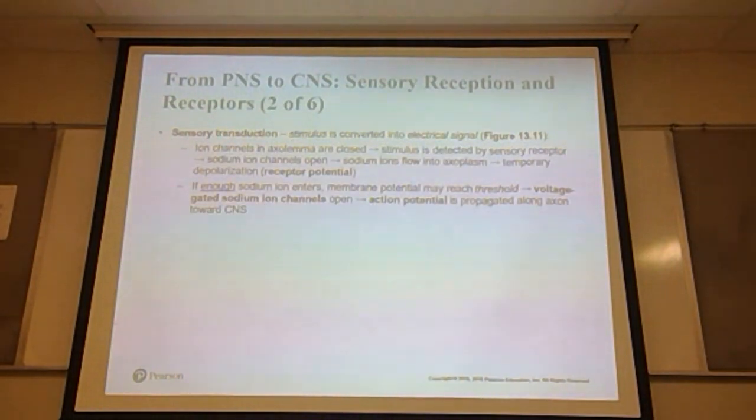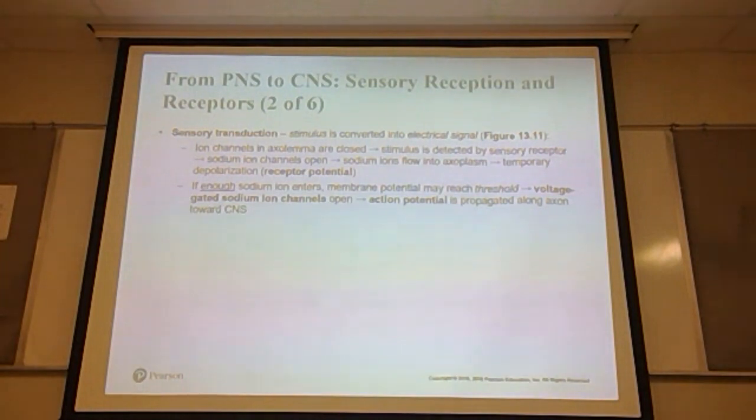Sensory transduction is when stimulus is converted into an electrical signal. The ion channels in the axolemma are closed. The stimulus is detected by the sensory receptor. The sodium ion channels open. Sodium ions then flow into the axoplasm, causing a temporary depolarization, which we refer to as receptor potential.